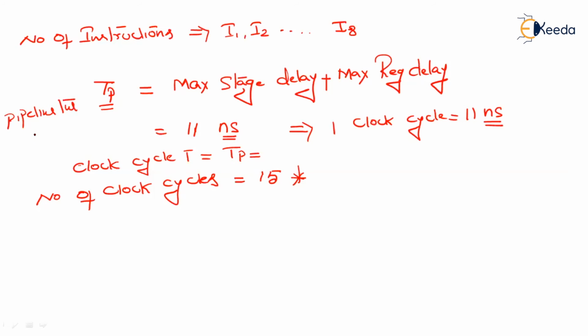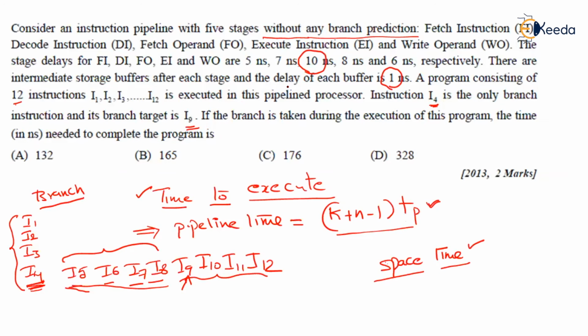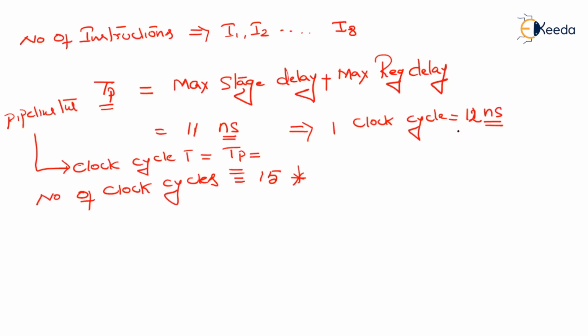Pipeline clock cycle time, T is equal to TP, is equal to max stage delay plus max register delay. Max stage delay is 10, max register delay is 1, so the total is 10 plus 1, that is 11 only. Okay, I was correct in the earlier scenario.